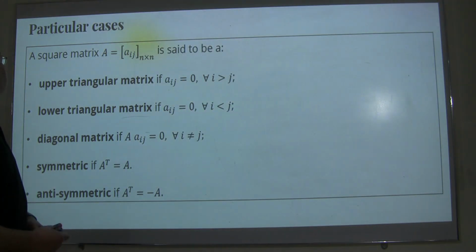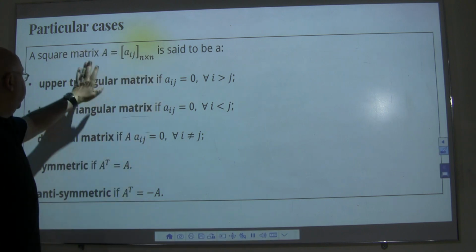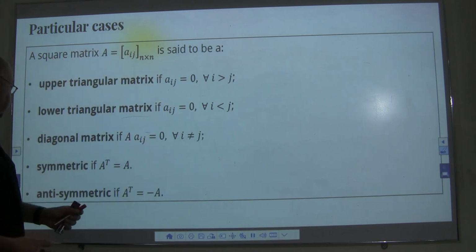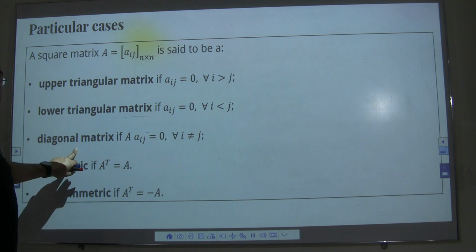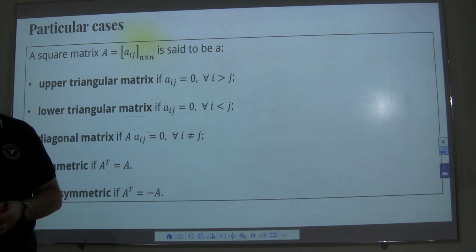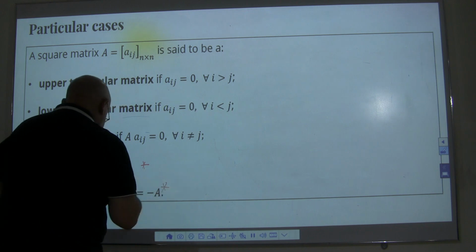Now I want to talk about particular cases. A square matrix is said to be upper triangular, lower triangular, diagonal. This is very important. There is something called the transpose of a matrix. Transpose of a matrix. These two properties are important. This one and that one.